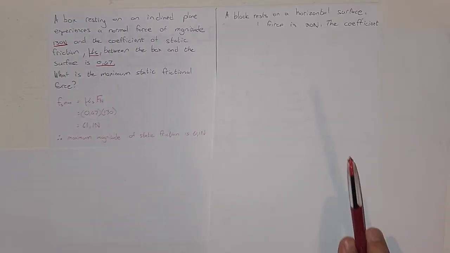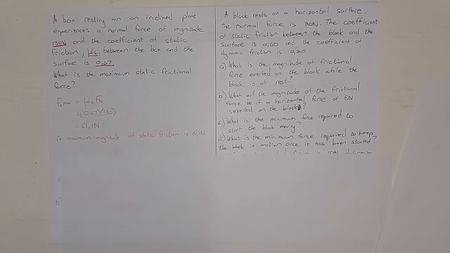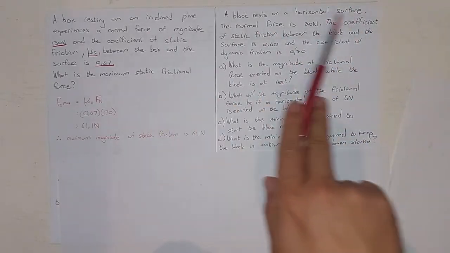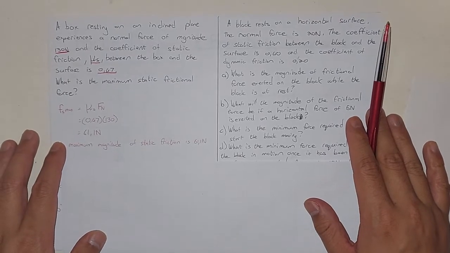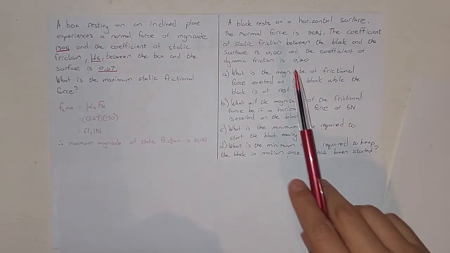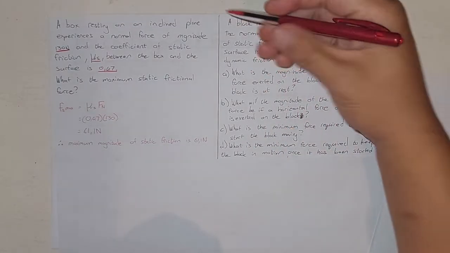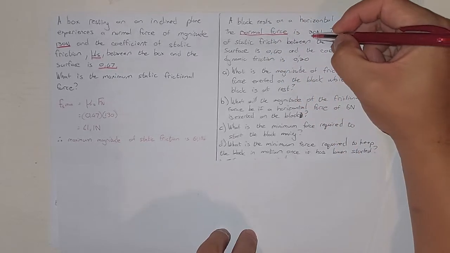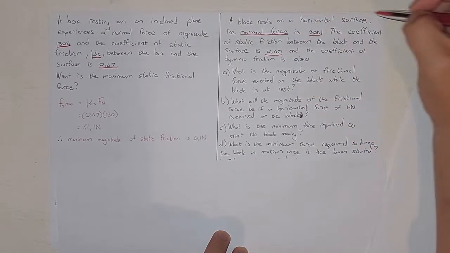All right, now we are moving on to this long behemoth of a question over here. Ooh, it's a long one. Right, a block rests on a horizontal surface. So we know that there's no incline, it's pretty much just flat. See if we can see all this. Okay. The normal force is 20 newtons. So I've got a value over there. My normal force is 20 newtons. The coefficient of static friction between the block and the surface is 0,4.